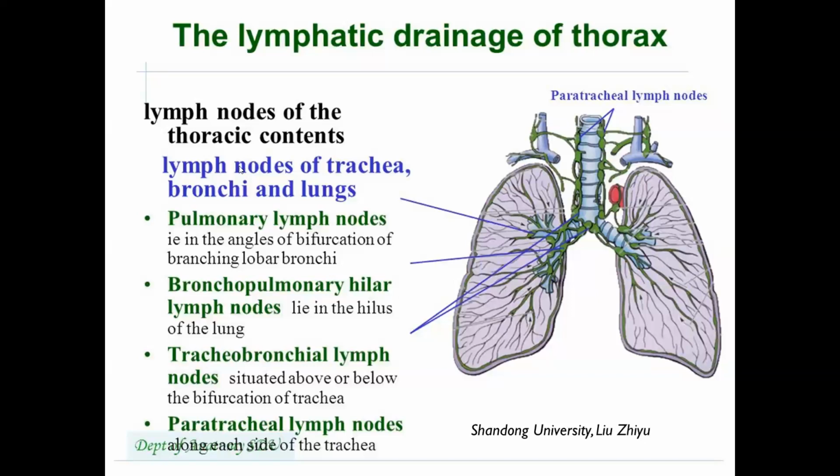The lymphatic drainage of the lung, to understand it, we start by looking at the important lymph node groups in the lung. The first ones are the pulmonary lymph nodes. These pulmonary lymph nodes are found here in the angles of bifurcation of the branching lobar bronchi. Another important group is the bronchopulmonary hilar lymph nodes, which lie in the hilum of the lung, and the tracheobronchial lymph nodes, which are situated either above or below the bifurcation of the trachea, and the paratracheal lymph nodes, which are found as a chain on either side of the trachea.